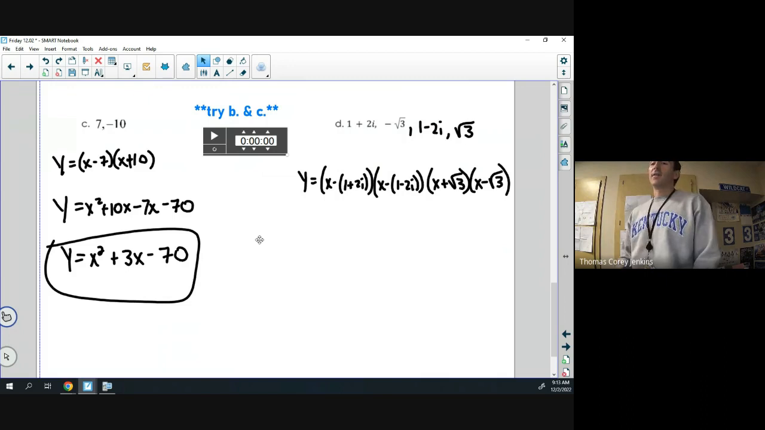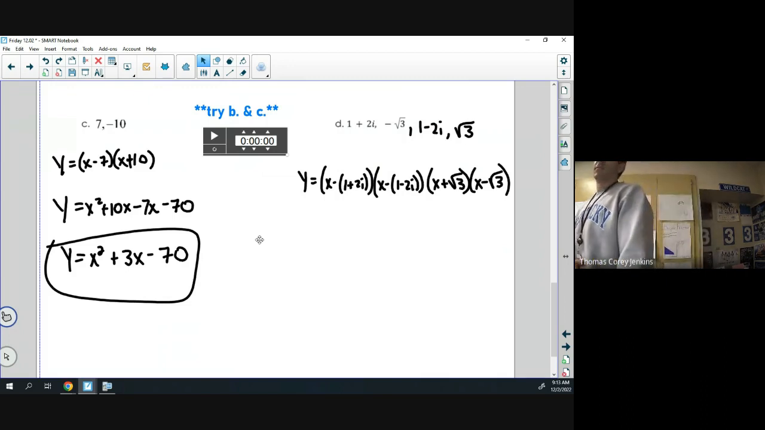Anyways, the other part was, if you got done with C, were you able to write out what I did on D? So double check all of that. So we have x minus your 1 plus 2i and x minus your 1 minus 2i, right? So notice this is where the sign switch is within our imaginary number itself, and then the other one's a little bit easier because it didn't have a rational number part, right? So just x plus the square root of 3 times x minus the square root of 3.